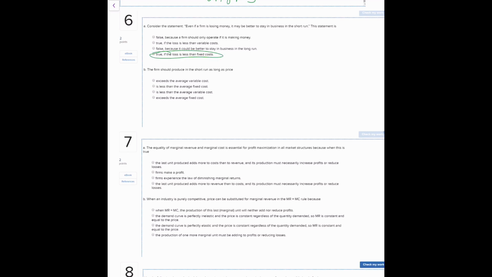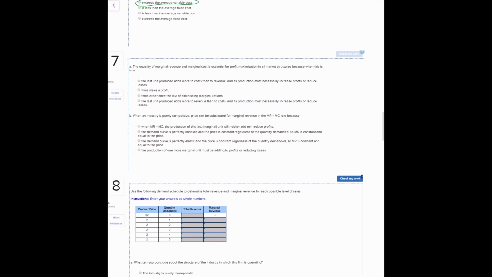So if the loss is less than fixed costs. Now, the shutdown rule is if the price is less than the average variable cost. But to restate that, if the loss is less than the total fixed cost that you give up, then it's better to stay in. So it's two ways of seeing the same thing. B, the firm should produce in the short run as long as the price, now this is the other side of that, as long as the price exceeds the average variable cost. So that's going to be a restatement of what we've said before.